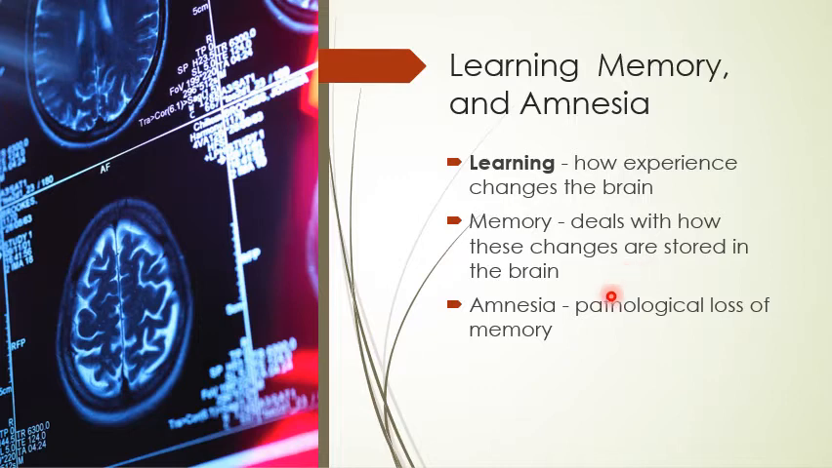Amnesia is the pathological loss of memory. When we say pathological, it might be caused by a disease or by some medical condition. And then we will study what are the possible causes of amnesia and what specific brain structures and chemical processes are responsible for these three concepts.